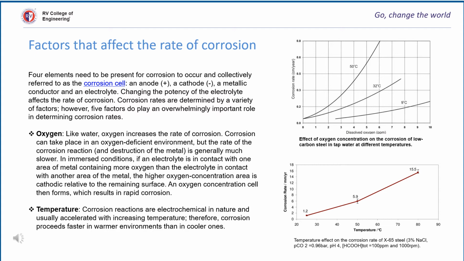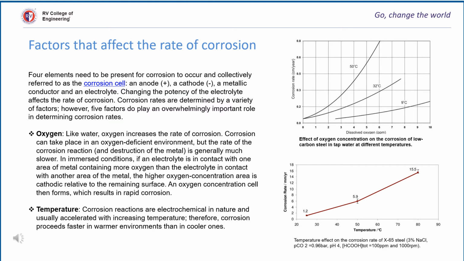Four elements need to be present for corrosion to occur, collectively referred to as a corrosion cell: an anode, a cathode, a metallic conductor, and an electrolyte. Changing the potency of an electrolyte affects the rate of corrosion. Corrosion rates are determined by a variety of factors. However, five factors play an overwhelmingly important role in determining corrosion rate.